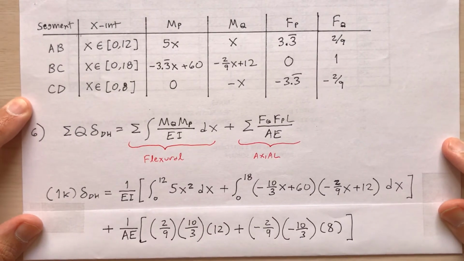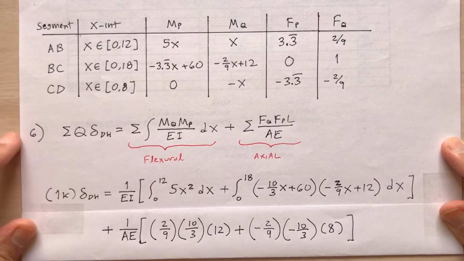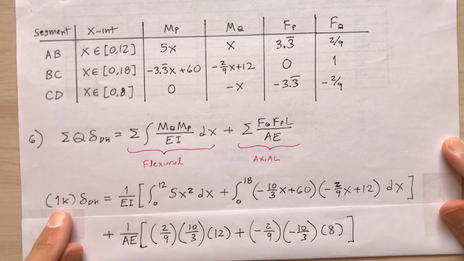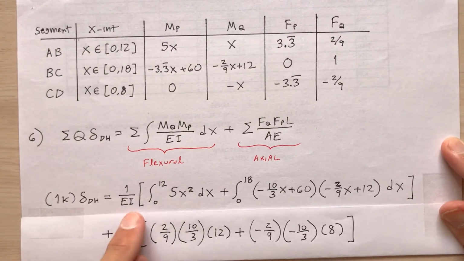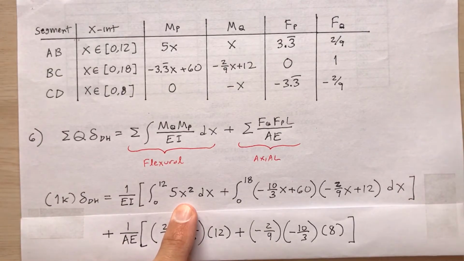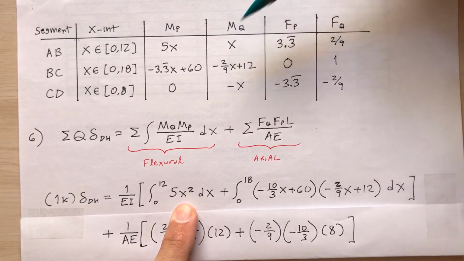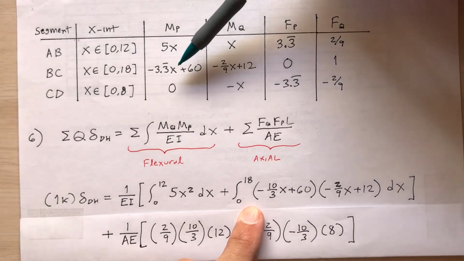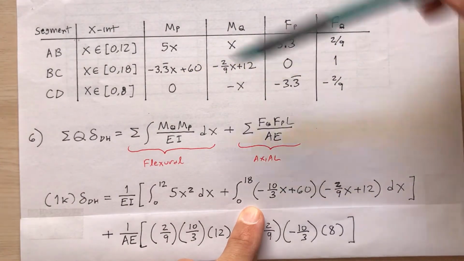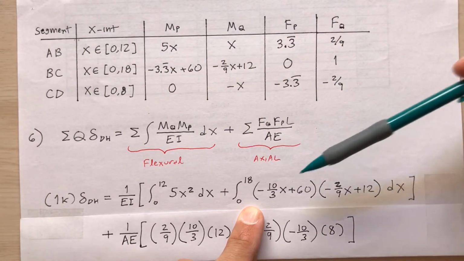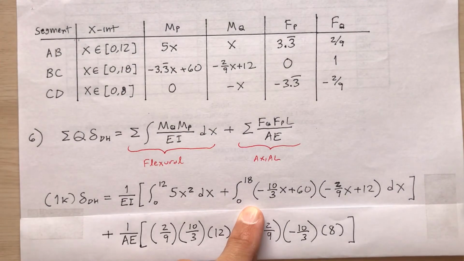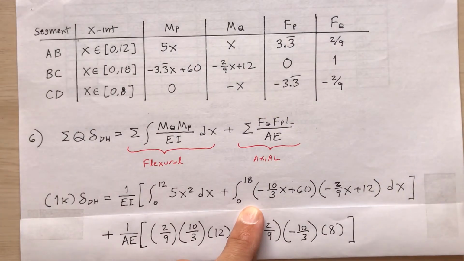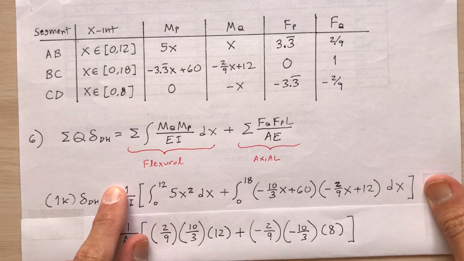Now step 6 is to apply the virtual work equation. I've got the flexural, that's bending moment, and I've got the axial. For each segment, Q is 1 kip, the virtual load, times delta sub DH. Factor out the 1 over EI, the integral from 0 to 12 of MP MQ, this times this, plus the integral from 0 to 18. I'm using the fractional version of negative 3 1/3. MP was 0 for CD, so that's not going to generate an integral. No integral for CD, so just two integrals, for segments AB and BC.